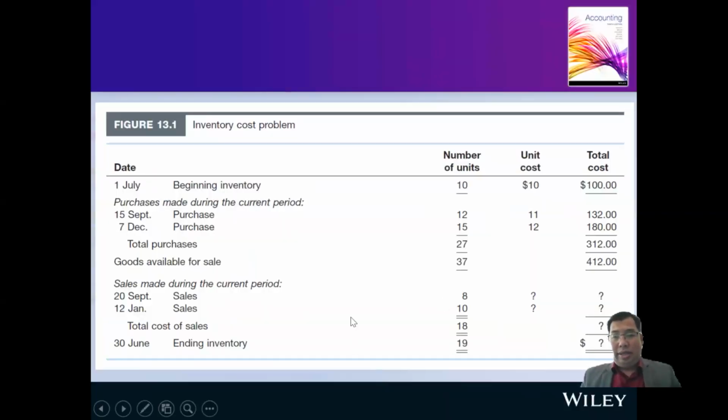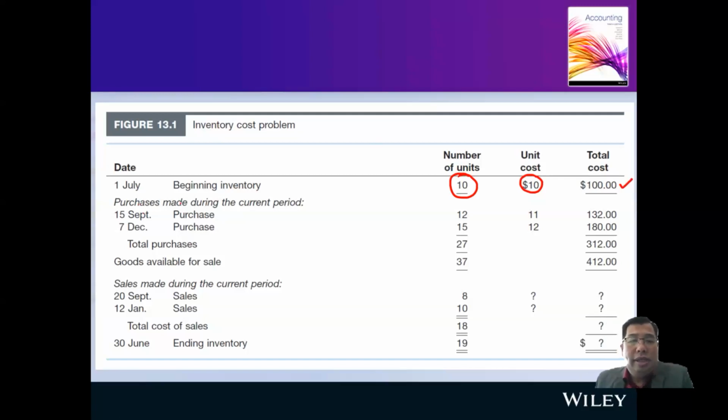Let us look at this example. This comes from figure 13.1 of your textbook. We have this transaction. For example, on 1st July, our beginning inventory, we have 10 units. This is our 10 unit inventory. The cost is $10 per unit. So the total cost will be 100. So this is your cost per unit.